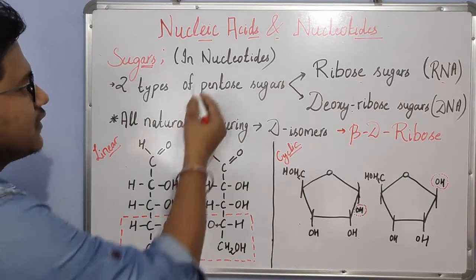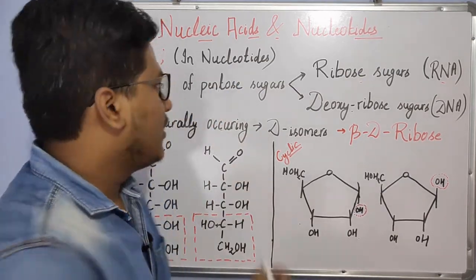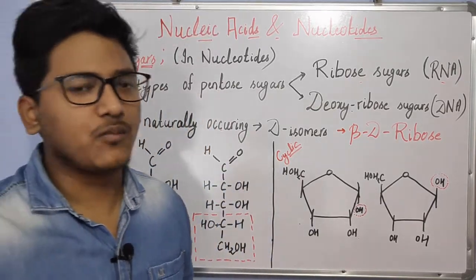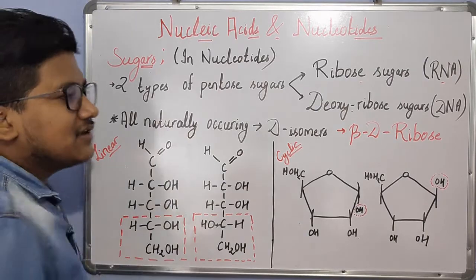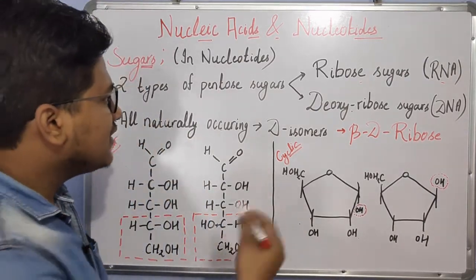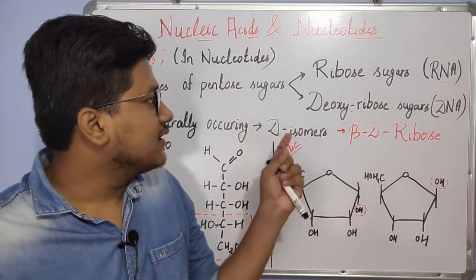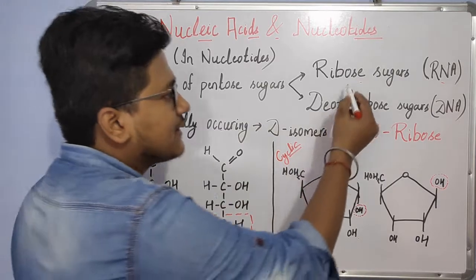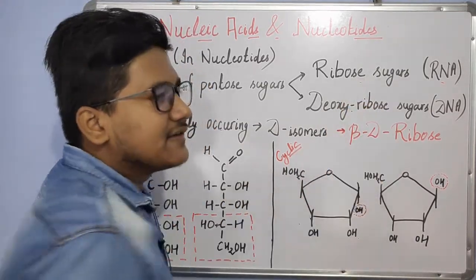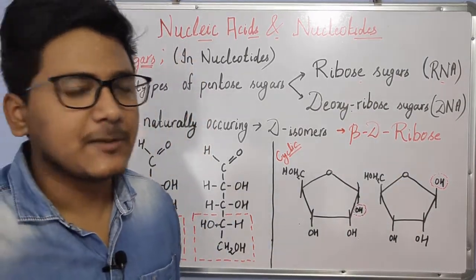So in case of nucleotides, there are two types of pentose sugar that are seen, and from pentose sugar we can know that these are 5 carbon sugar molecules, and the sugars are in general sweet tasting compounds. So let's focus on the pentose sugar. In case of nucleotides, there are two types of pentose sugar, that is the ribose sugar and the deoxyribose sugar. The ribose sugar is found in case of RNA, whereas the deoxyribose is found in case of DNA.